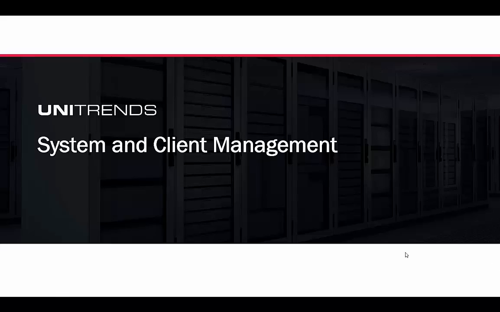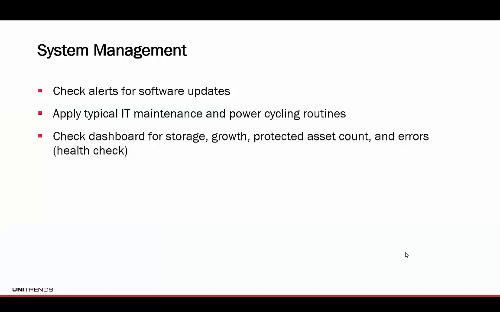So now let's take a look at system and client management. One of the first things we want to point out when we talk about system management is you really want to make sure you're always checking for those alerts to make sure that you are running the newest versions on the appliance and the clients as well, the systems. You want to make sure you apply typical IT maintenance and power cycling routines, every 180 days, even though it's a Linux-based operating system underneath our appliance, every 180 days it has to do a disk checker.